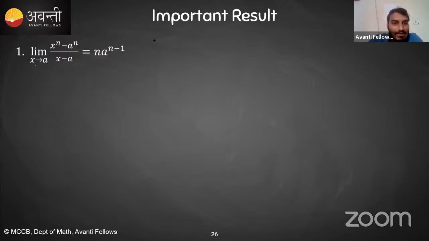So as you can see, what is this form? Put x is equal to a in the numerator. You will get a raised to the power n minus a raised to the power n, which is 0. Put x is equal to a in the denominator, a minus a, 0. So it is 0 by 0 form. So remember this result, it is very important. Limit x tends to a, x raised to the power n minus a raised to the power n divided by x minus a is n times a raised to the power n minus 1. The proof we will see, and the proof is very small.